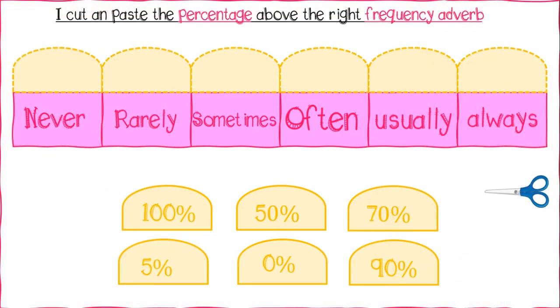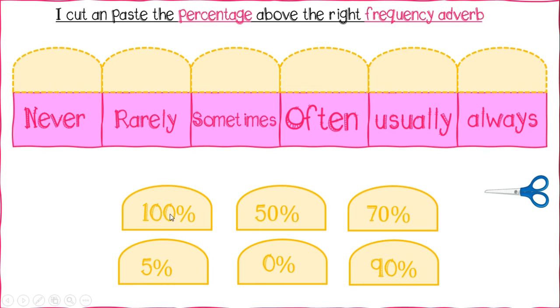So, I cut and paste the percentage above the right frequency adverb. These are frequency adverbs. What are frequency adverbs? They are adverbs that describe how often an action happens. Percentage. Okay? So you have never, rarely, sometimes, often, usually, always.